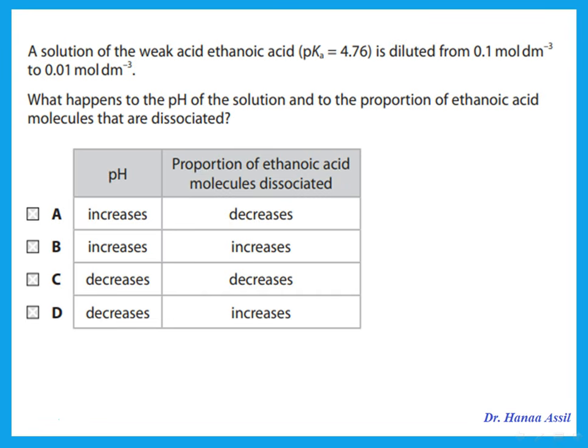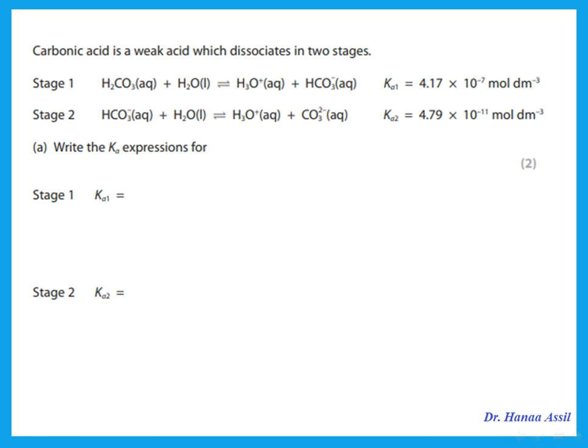A solution of the weak acid, ethanoic acid, is diluted from 0.1 mole per decimeter cube to 0.01. What happens to the pH? Now, what is happening? He is diluting it. This is a weak acid, and we are diluting it. Remember that that will make it even weaker, so the pH would increase. And if I dilute more, then more of it will dissociate and form H plus ions, and that means the proportion of ethanoic acid molecules that dissociate would increase. Are we following this? We're talking about a weak acid.